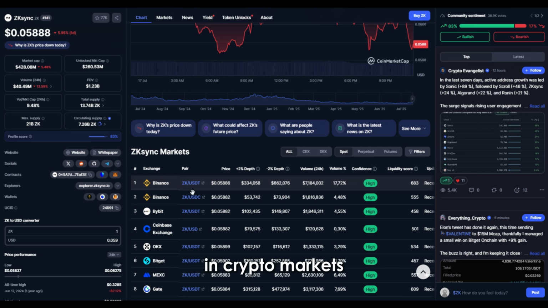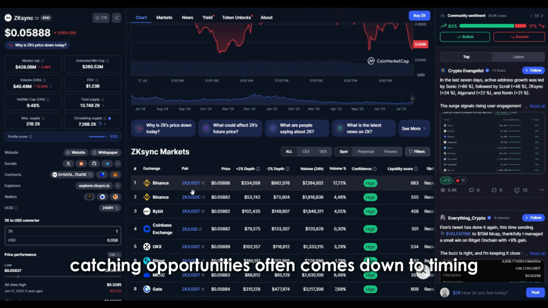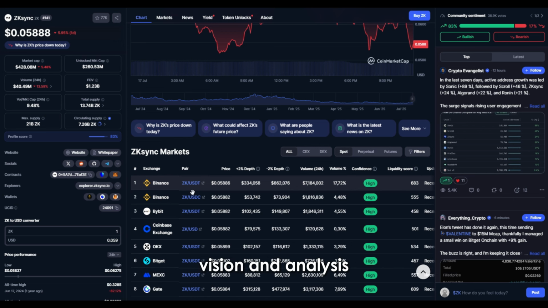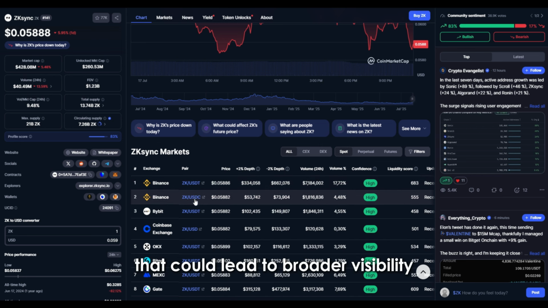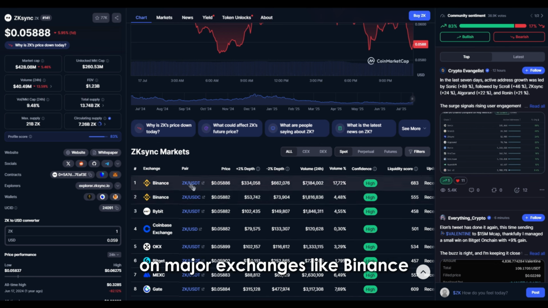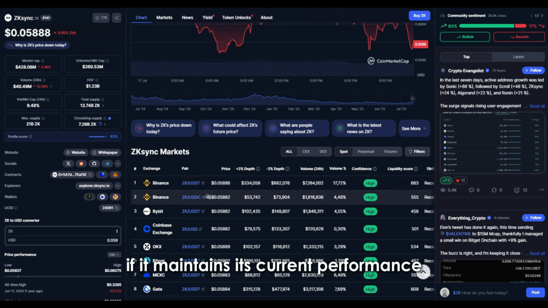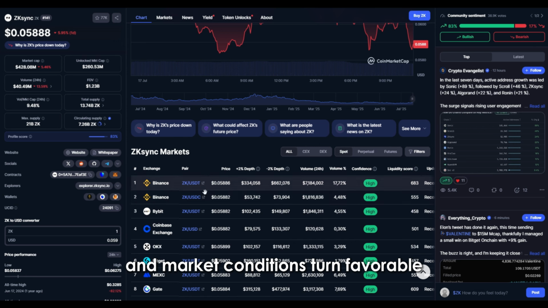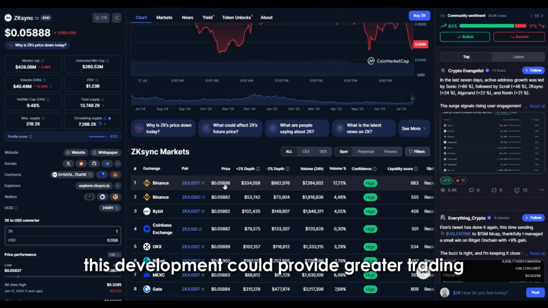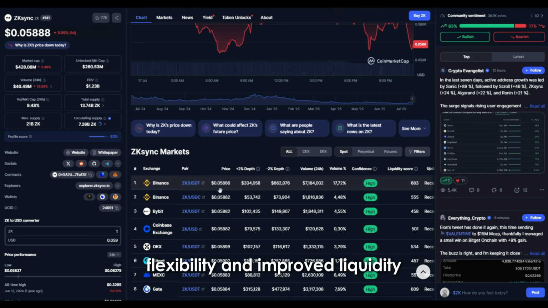In crypto markets, catching opportunities often comes down to timing, vision, and analysis. Xcn continues to attract investor attention and is showing several positive signals that could lead to broader visibility on major exchanges like Binance. If it maintains its current performance and market conditions turn favorable, the listing of Xcn on Binance's spot market becomes highly probable. For investors, this development could provide greater trading flexibility and improved liquidity.